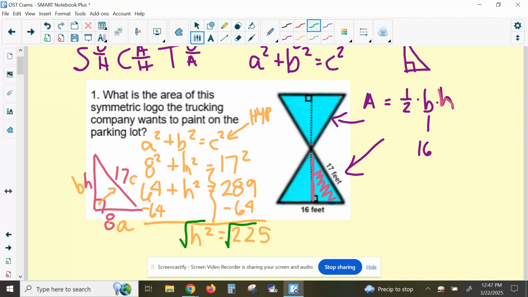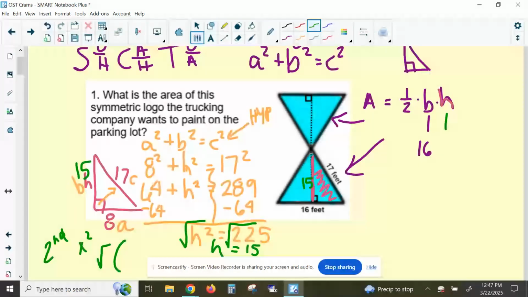On your calculator, remember you're going to hit the second button. Do it right now with me. Second button, and then the x squared. If you do second x squared, you get on your calculator screen, it'll look like this. And then you can put the 225 right in there. 225 equals, and you'll get h equals 15. So that means the height of my triangle is 15. So my height is 15.